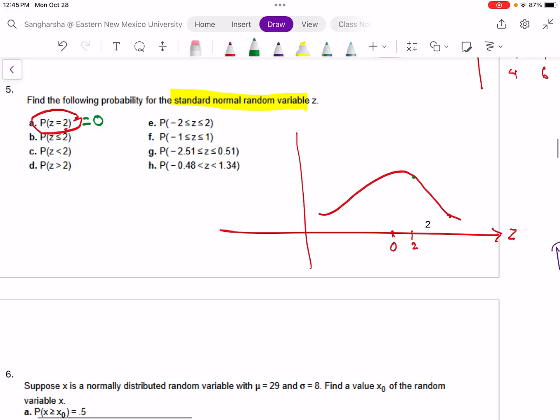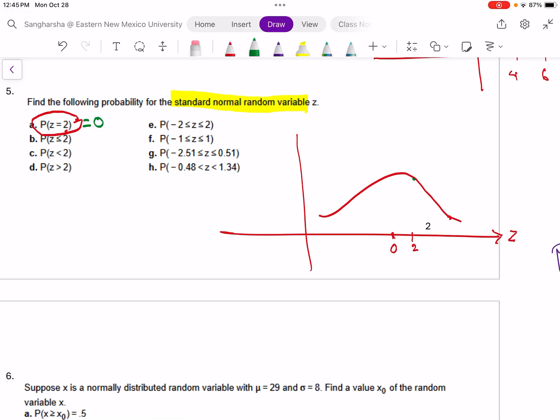And for the remaining, it's the same as we did earlier. Can you do the remaining? For example, you are asked to find the probability that Z is less than or equal to 2. So we have 2 here. So less than or equal to 2 means every region on the left of 2. So you are finding the area of this region.